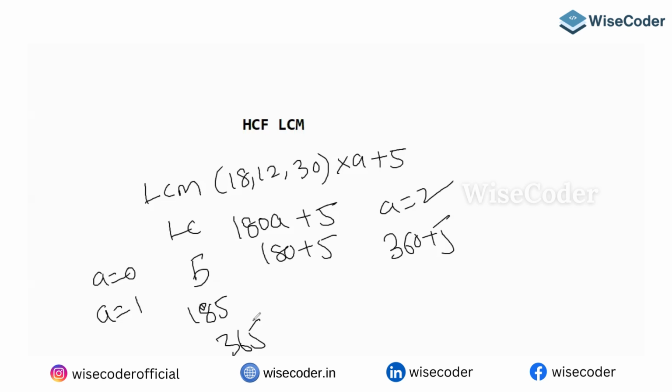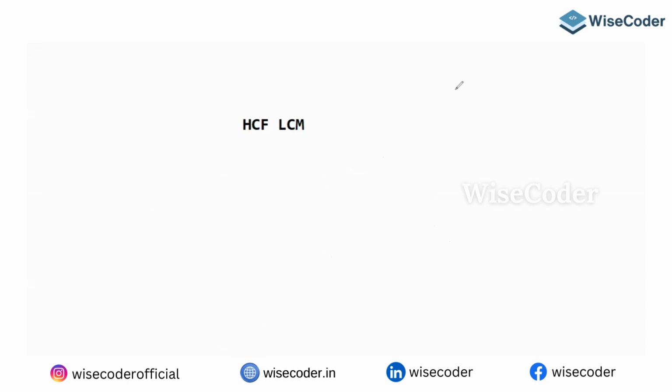So this is case 1. Find the number when the remainder is the same in all the cases. When the remainder is the same in all the cases, you take the LCM of those numbers plus the remainder, and that will give you the answer. The next, case number 2.